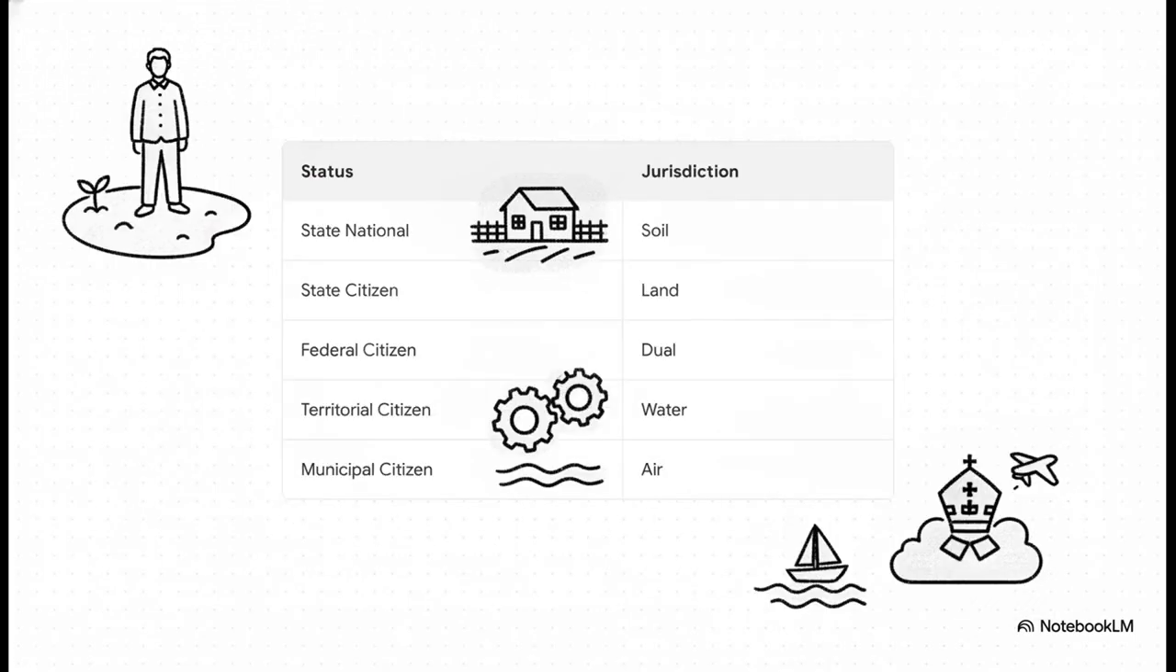So the text breaks all of this down into 5 distinct political statuses, starting right at the top with state nationals on the soil jurisdiction and state citizens on the land jurisdiction. Below that, the framework lists 3 corporate statuses: the federal United States citizen, the territorial U.S. citizen operating under water jurisdiction, and finally, the municipal citizen of the United States operating in air jurisdiction. And the text actually describes that last one as a papist theocracy.